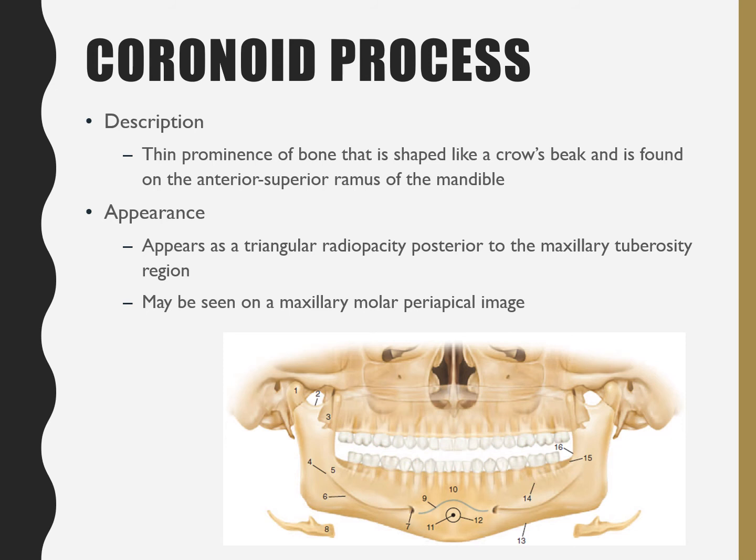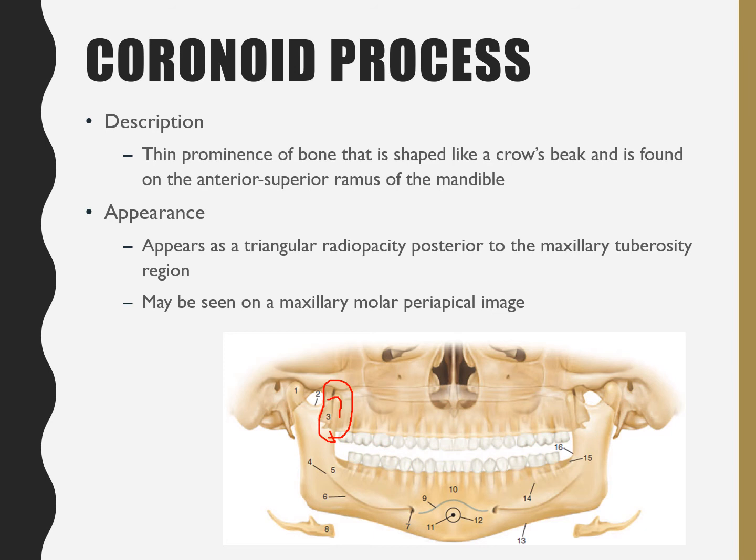Who decided that? Anyway, it's shaped like a crow's beak and is found on the anterior superior ramus of the mandible. It's this thing right here. Number 3 is this little curved part. It appears as a triangular radiopacity posterior to the maxillary tuberosity region. It can be seen sometimes on maxillary molar periapical images, right?